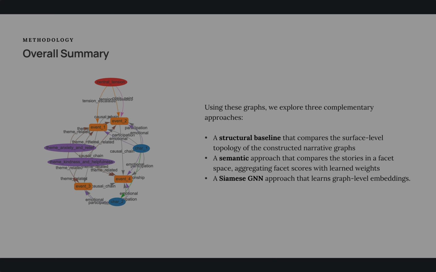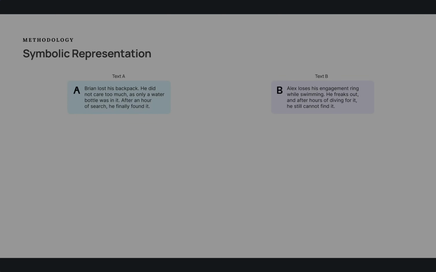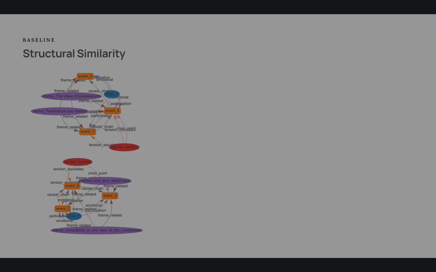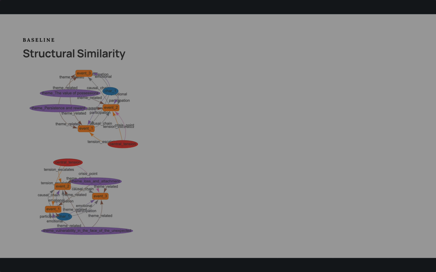Using these three graphs, we explore three complementary approaches: a structural baseline, a semantic approach, and a Siamese GXN approach. Let's take these two stories as an example to illustrate how structural similarity works. Structural similarity compares the surface level topology of the constructed narrative graph by comparing the following properties.